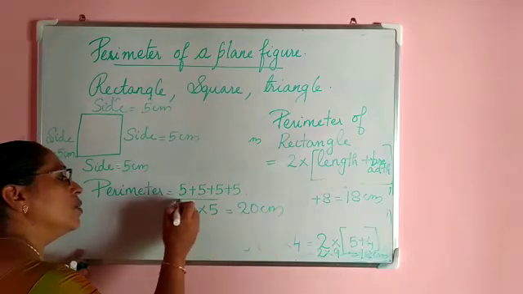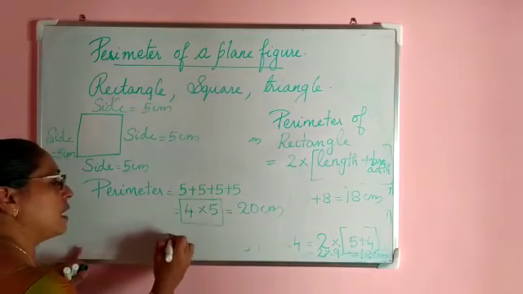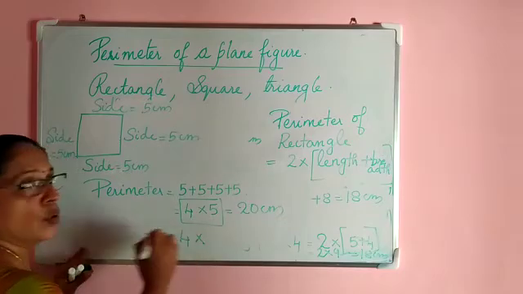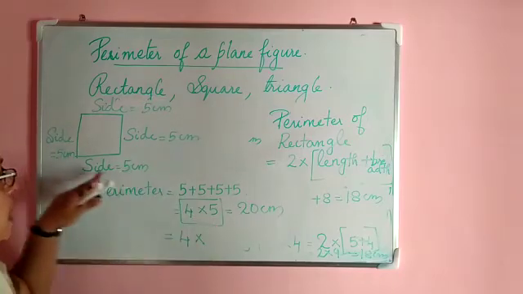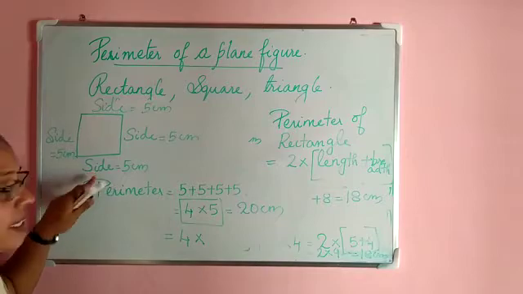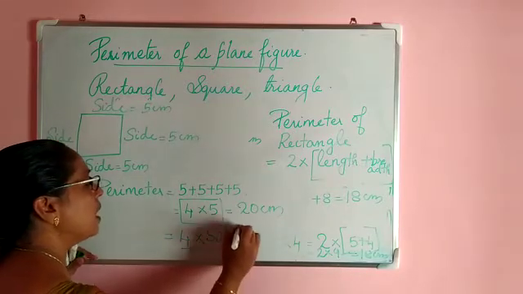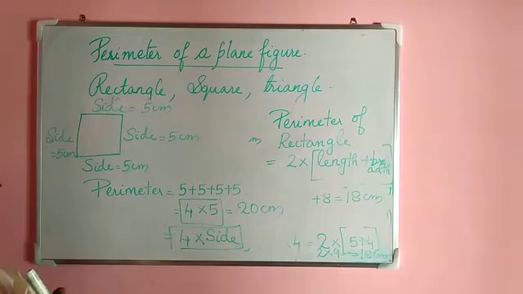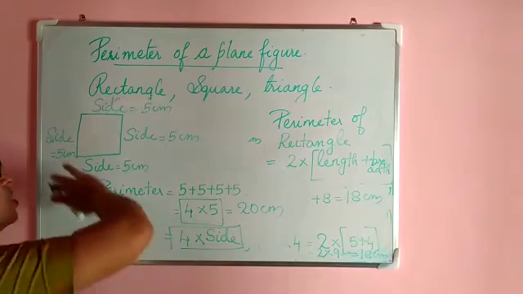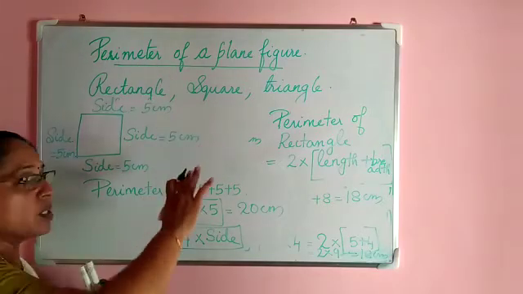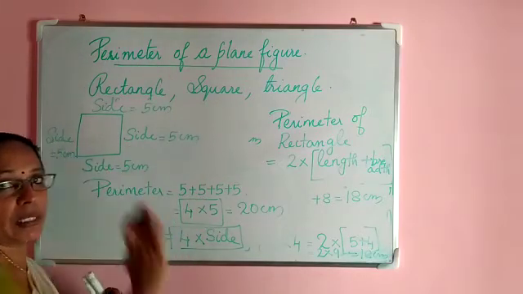Here also we can use a formula. 4 is common, and 5 is the side. So 4 into side. This is the formula to find the perimeter of a square. If you forget the formula, no problem. Just add all the 4 sides, that gives the perimeter.